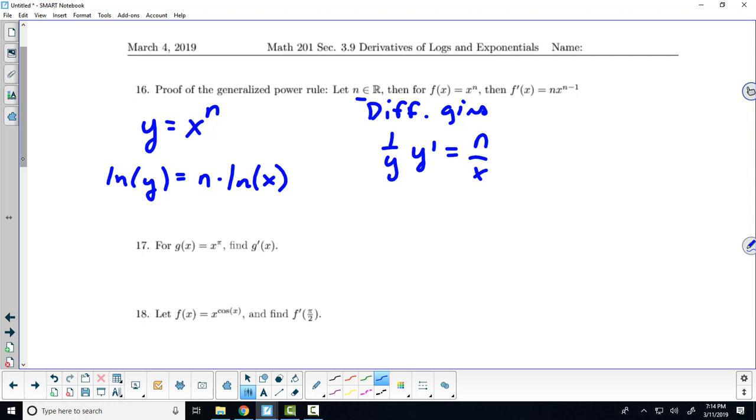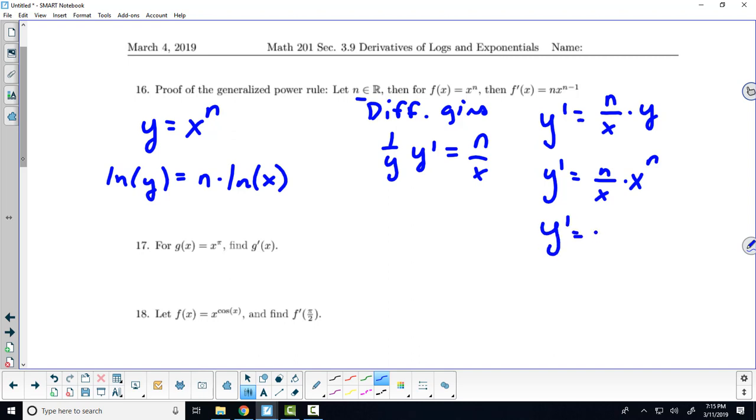Solve for y prime. Okay. We get y prime is equal to n over x times y. But what was y? x to the n. And clean it up. This x is to the minus 1 power times this x to the n power. You add their exponents, you end up with x to the n minus 1. There it is. The power rule. It's pretty cool.